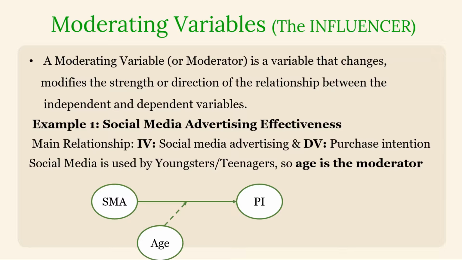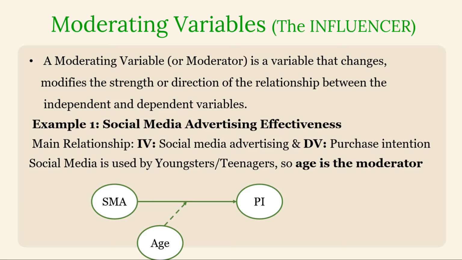Now let us understand what is a moderating variable, also called a moderator. A moderating variable is a type of variable that changes or modifies, or strengthens, the effect of the independent variable on the dependent variable. Let us take an example of a research study on social media advertising effectiveness on purchase intention of customers. Here social media advertisement is the independent variable connecting to the purchase intention, that is the dependent variable, with the help of an arrow that shows a direct relationship or direct impact of the independent variable on the dependent variable.